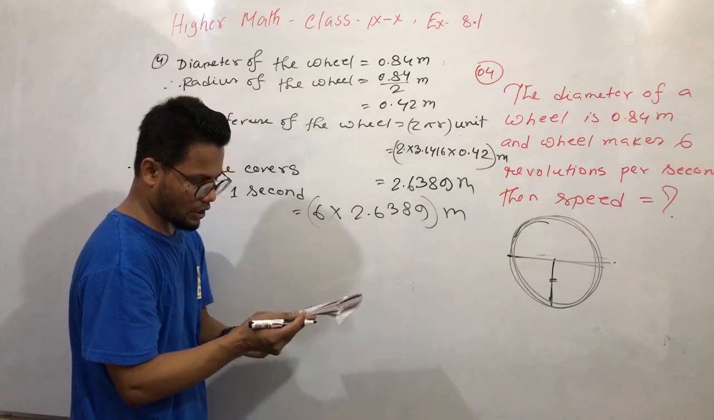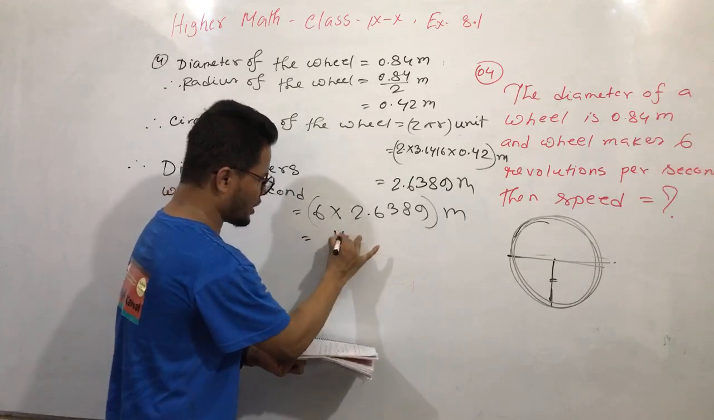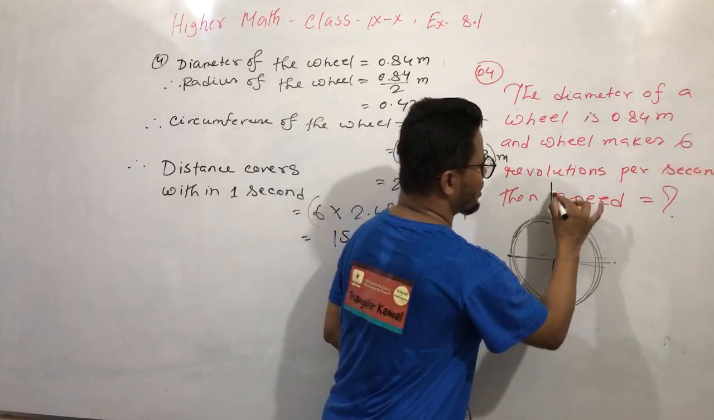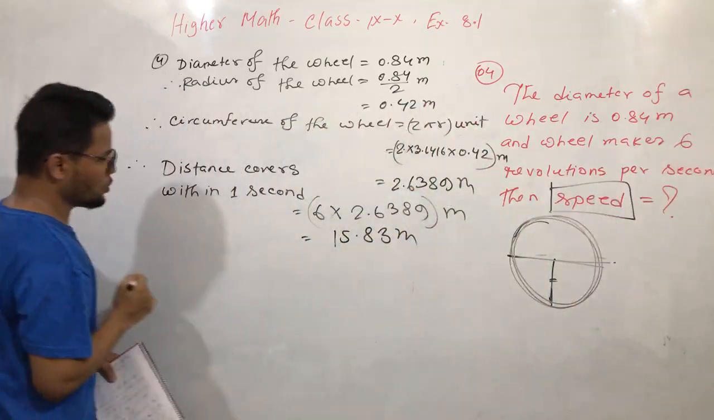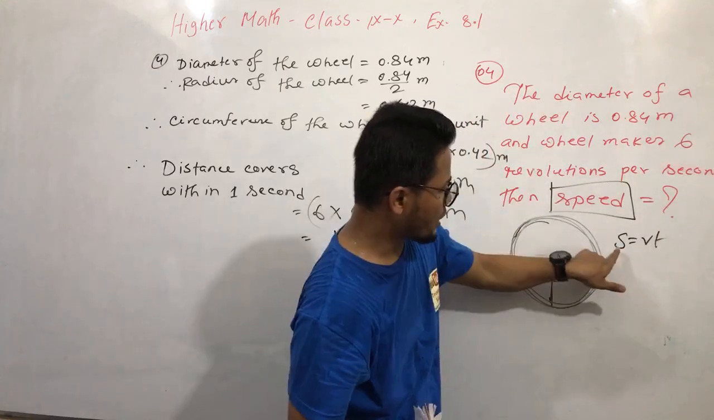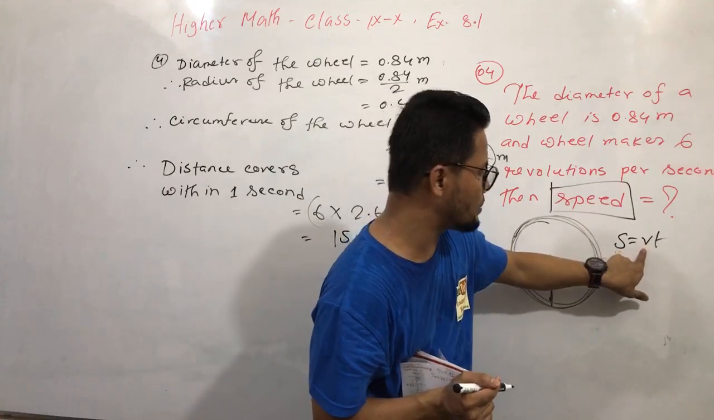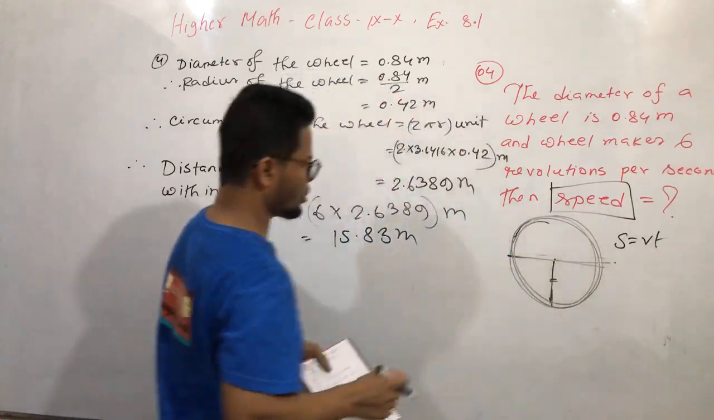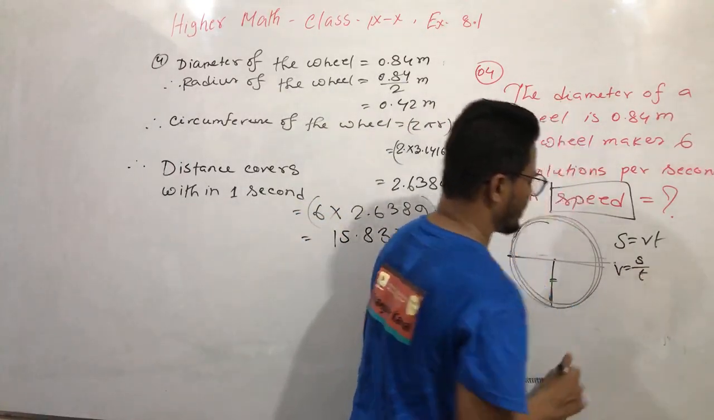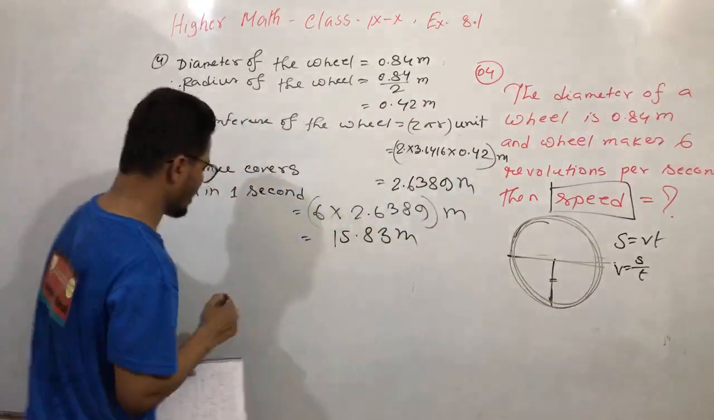So after doing the calculation, this one will be 15.83 meters. And now this is the final requirement, the speed of the car, and we know using the formula S equals VT. Here S equals the distance traveled, V equals velocity, or we can use speed here, and T equals time. So now if we write V equals S by T, that means distance by time equals speed or velocity here.